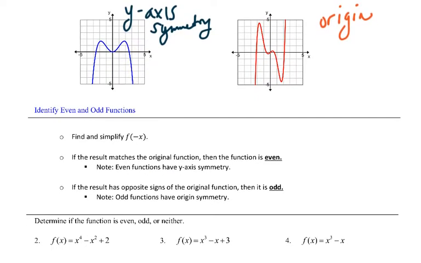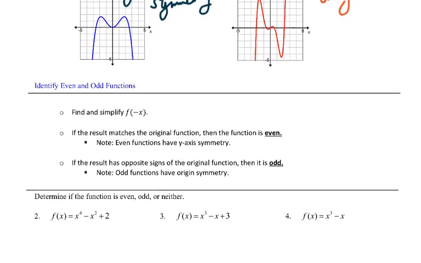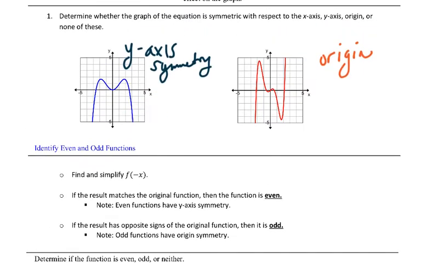The reason why this idea of symmetry is important is because it helps us identify even and odd functions. So an even function has y-axis symmetry, and odd functions have origin symmetry. So if you were trying to determine its evenness or oddness based on its graph, you can look at its symmetry and make that determination.